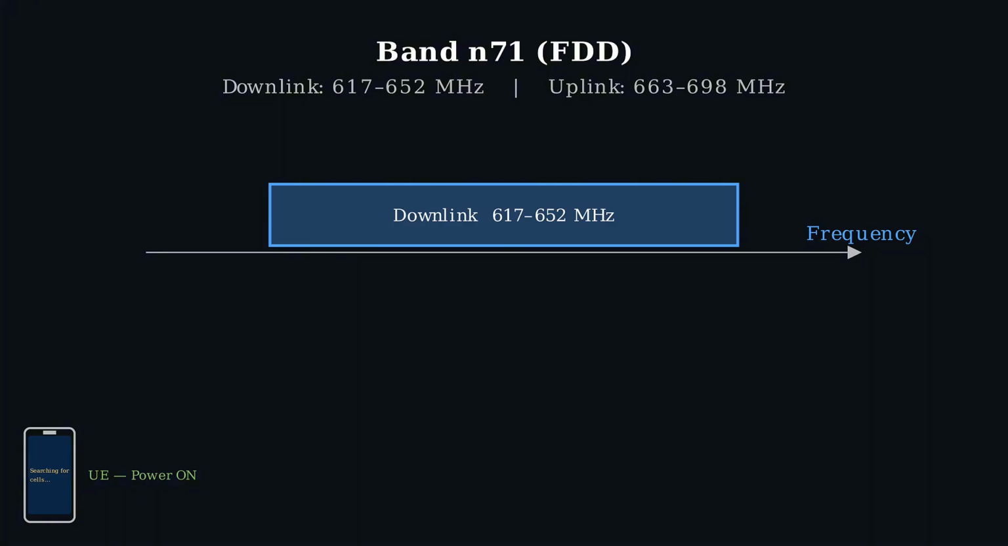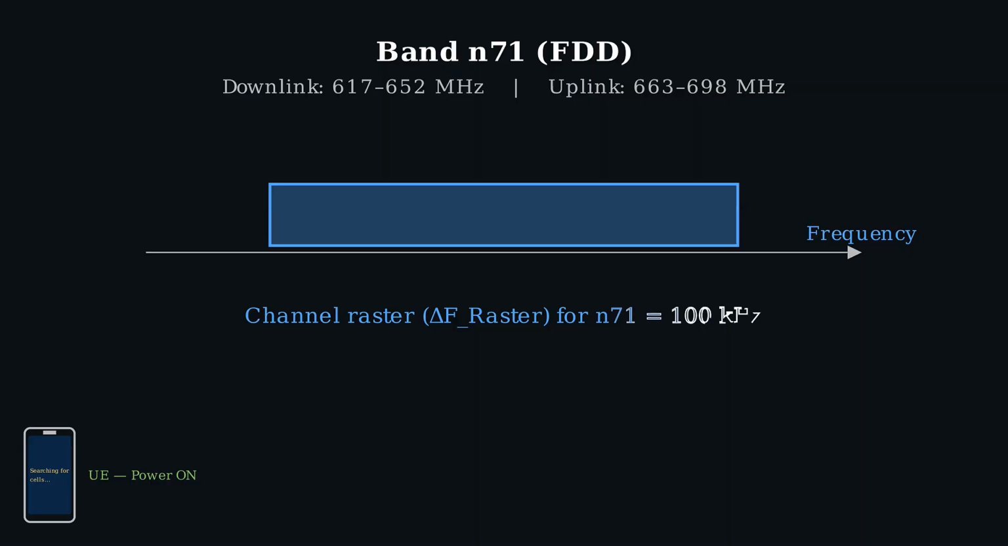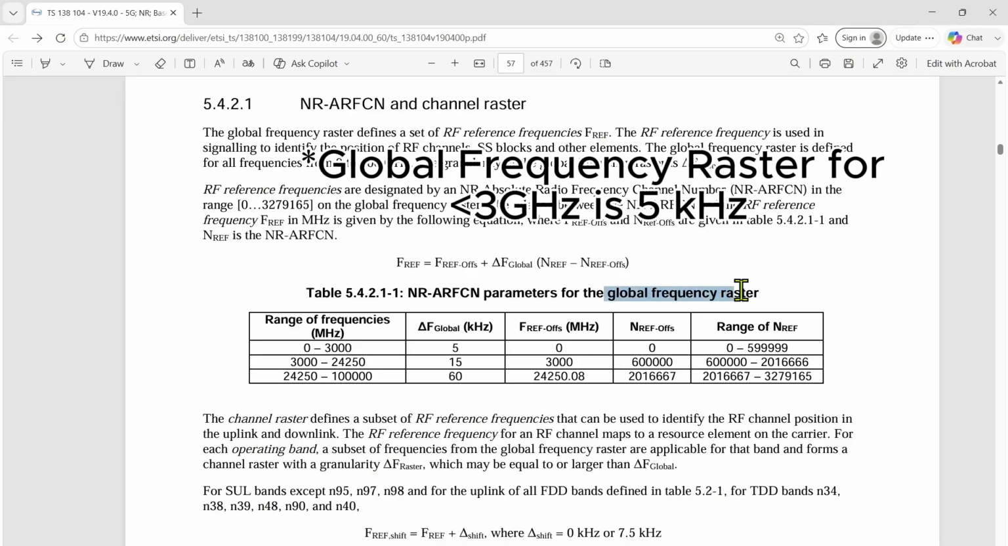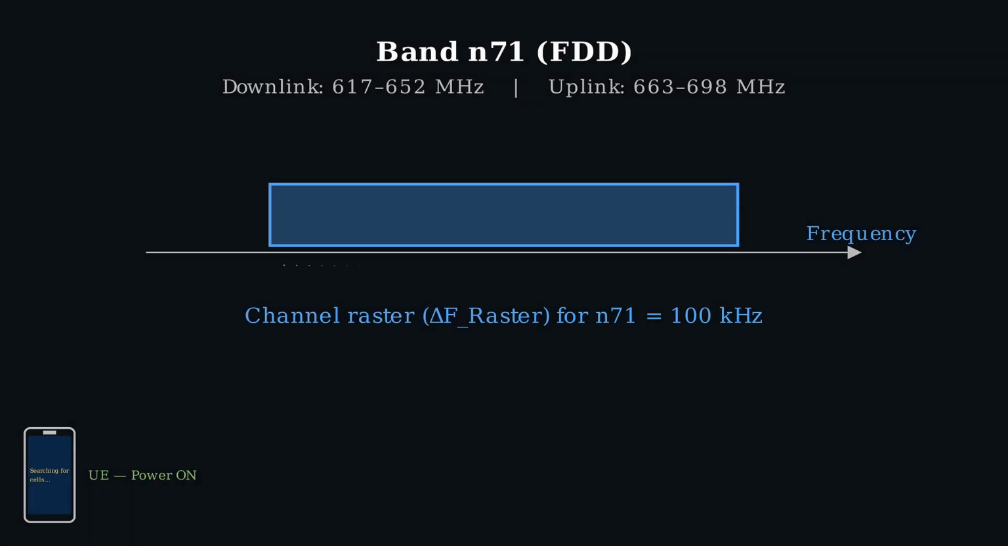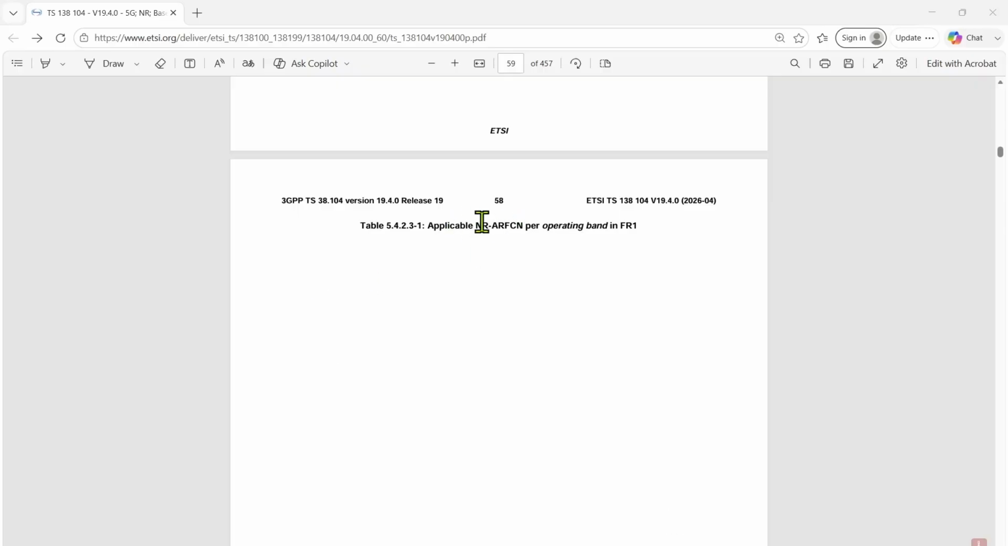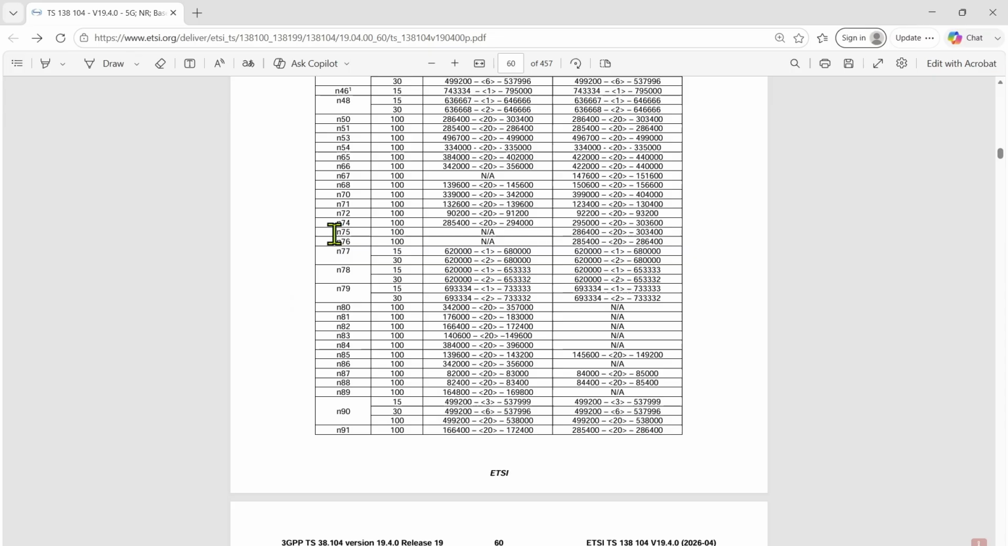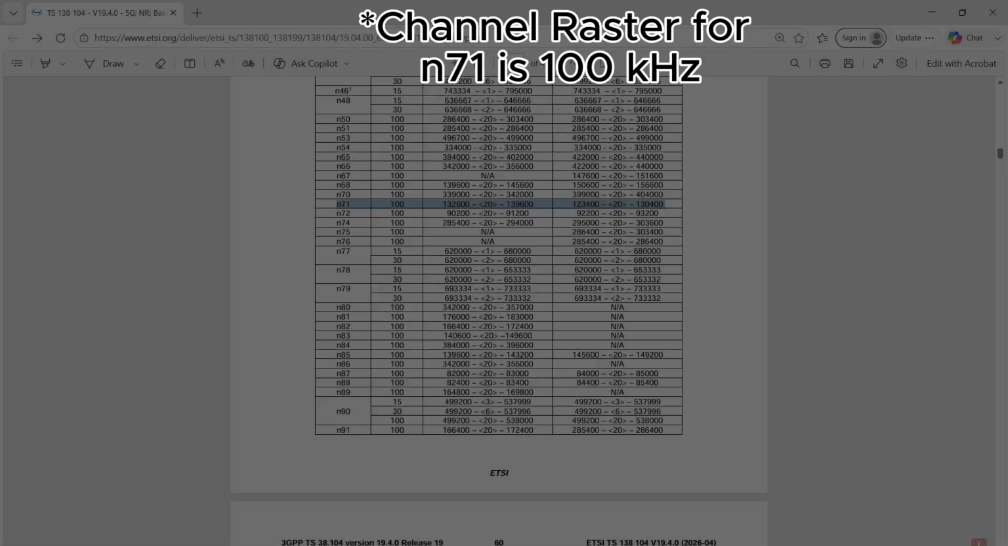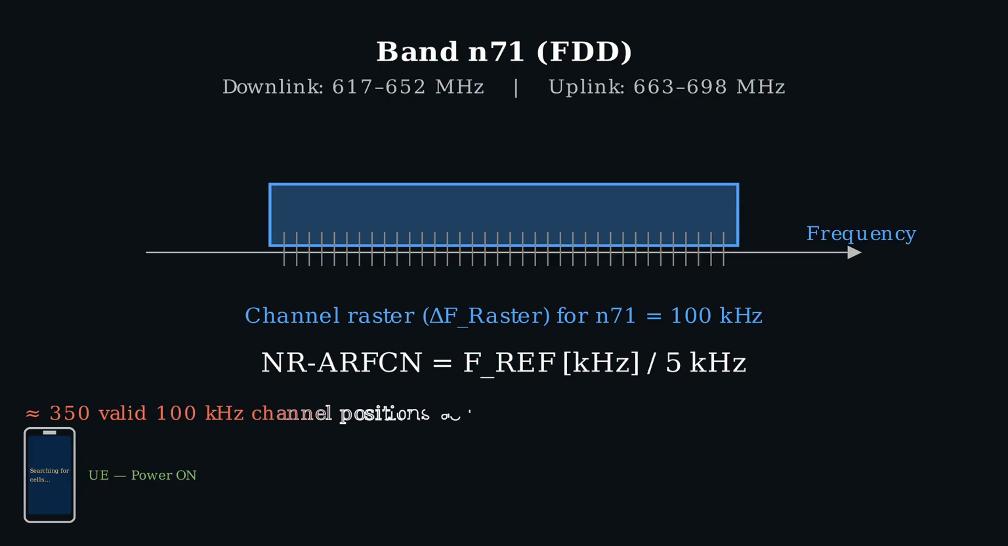Every valid frequency in NR is identified by a number called the NR-ARFCN, the Absolute Radio Frequency Channel Number. It is built on a global raster, which is a common 5 kHz grid used across every NR band in every range. For band N71 specifically, the actual channel raster, which is the spacing between real usable channel centers, is 100 kHz. That still works out to roughly 350 possible channel positions across this one band. Scanning every single one at a time would take far too long.